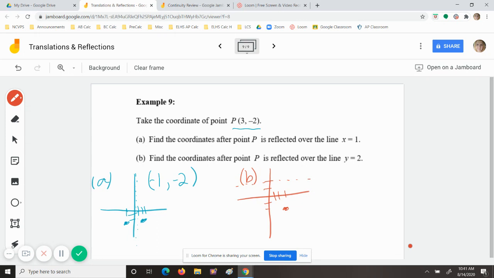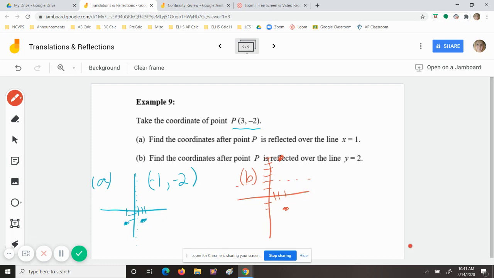So here's what we want to think about. We are now below this line. We are 1, 2, 3, 4 units below that line. So if we want to reflect over that line, we have to go the same amount of units in the other direction. So if we're 4 units below that line, we want to go 4 units above that line. So we're starting out at 2, and we want to go 4 units up. We're going to have to go all the way up here in order to reflect.